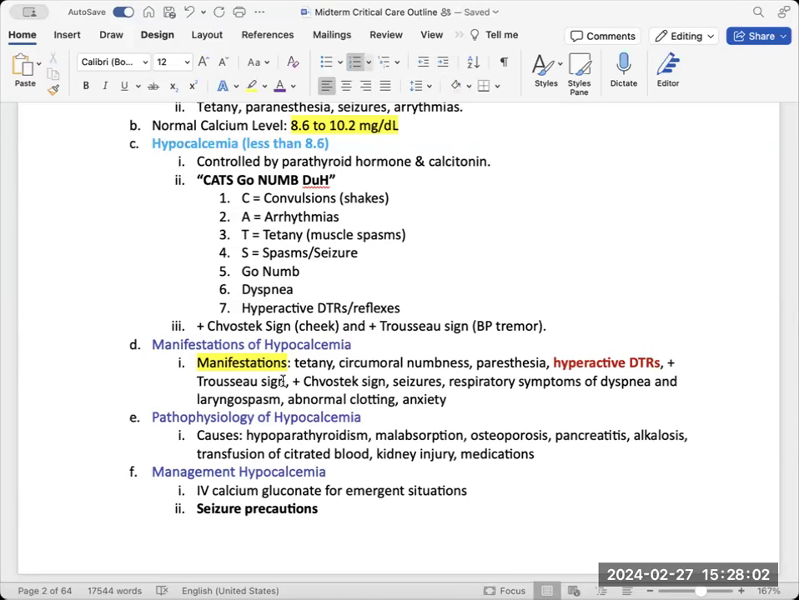And I added the "duh" to the ending because she also mentioned dyspnea as a sign that you can see when you have hypocalcemia, as well as hyperactive DTRs or hyperactive reflexes or hyperreflexia, different ways of saying the same thing. So that's why my little mnemonic for remembering calcium levels is cats go numb, duh, because I could put each letter to a symptom. Now, does anybody know the two tests that would be positive that would let me know, hey, this person has hypocalcemia?